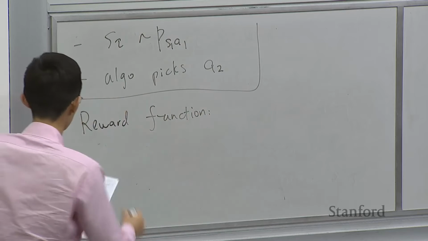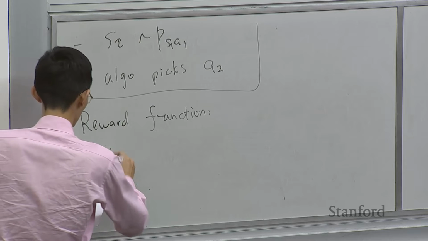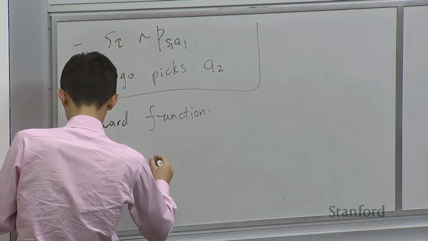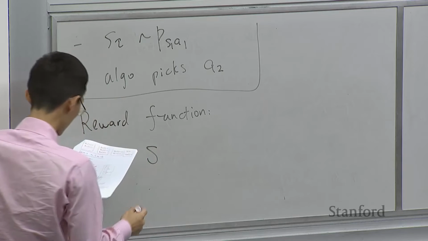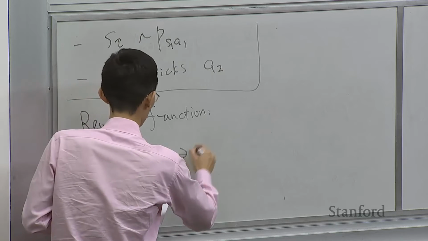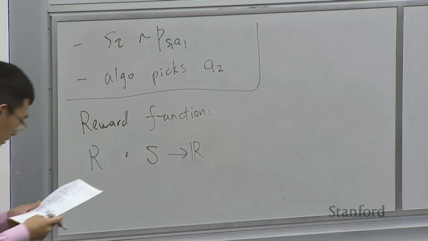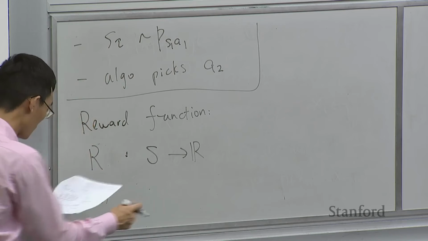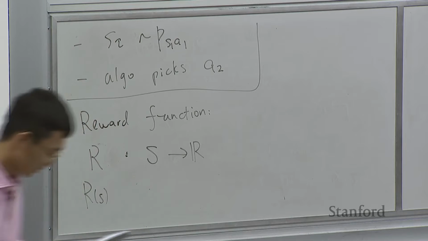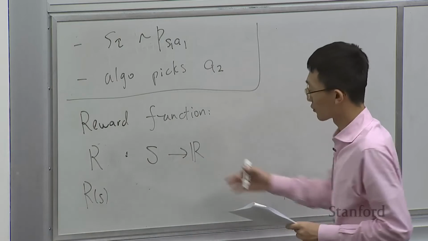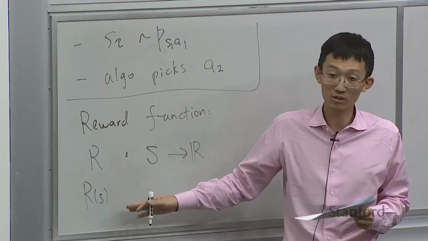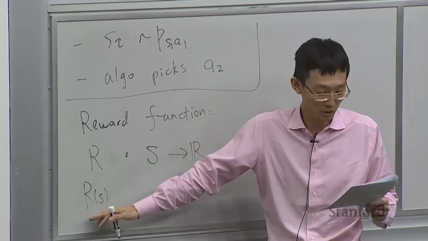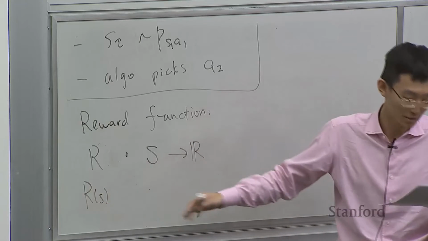So the reward function is a function that maps the state, the family of states, the set of states, to a real number. Sometimes you write it as R(s), right? s is a state, and you apply the reward function, you get R(s). In some other cases, you can also have a reward function that depends on the action. Sometimes it can depend on the next state, but for the purpose of this course, let's say the reward function only depends on state.